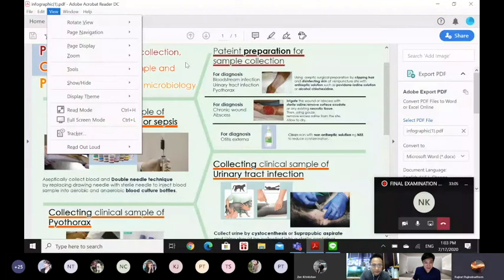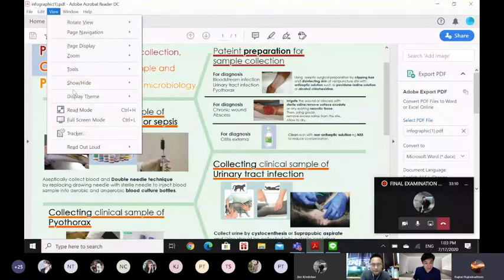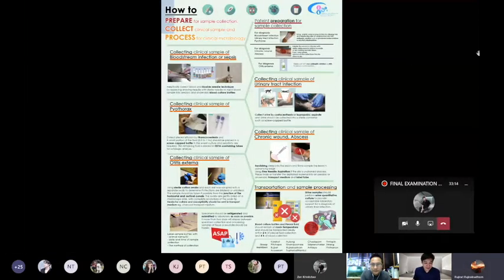Okay, everybody can see the screen or not? Yes. Yes. Okay.